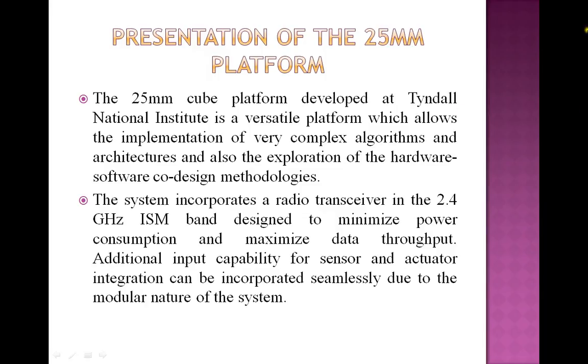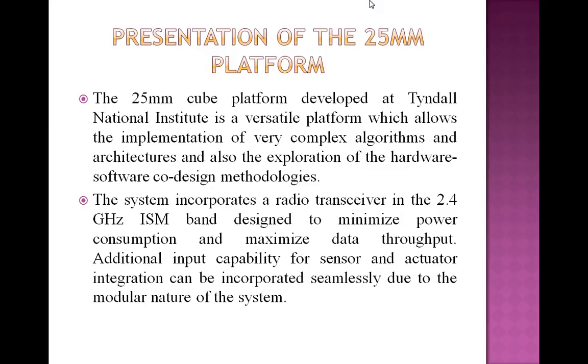Hi, this is Revati. I am going to explain the presentation of the 25mm platform. The 25mm Mica platform developed at Tyndall National Institute is a versatile platform which allows the implementation of very complex algorithms and architectures, and also the exploration of hardware software codesign methodologies.